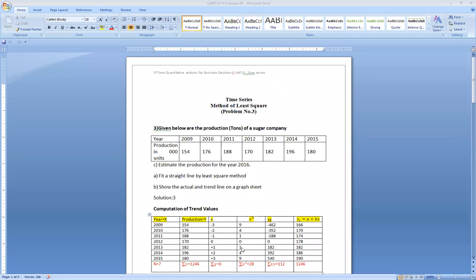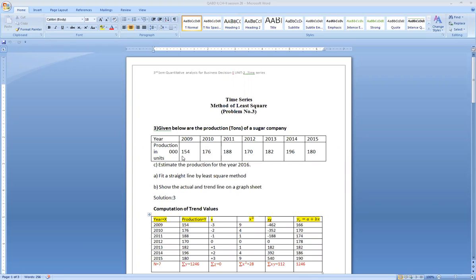So, in this class, we are going to have a discussion on the problems relating to time series, that is, the method of least squares. Let us look at this question. Given below is the production, in tons, of a sugar company, from 2009 to 2015.